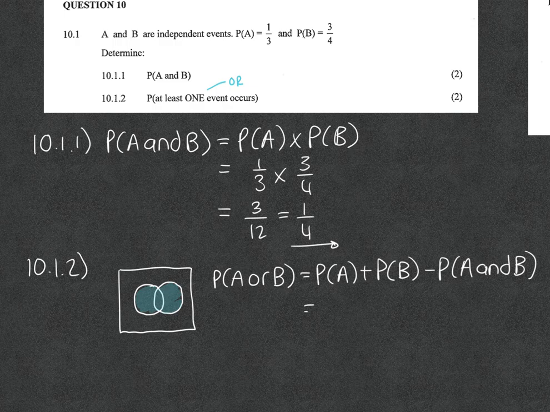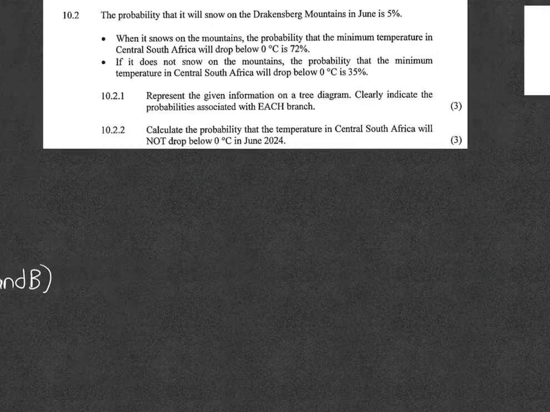So probability of A or B is what we are trying to solve for. Probability of A is a third. Probability of B is 3/4, minus the probability of 1/4. And let's see what the calculator gives us here. It is 5/6. Okay, and that is the answer to 10.1.2. Done and dusted. Let's go on to 10.2.